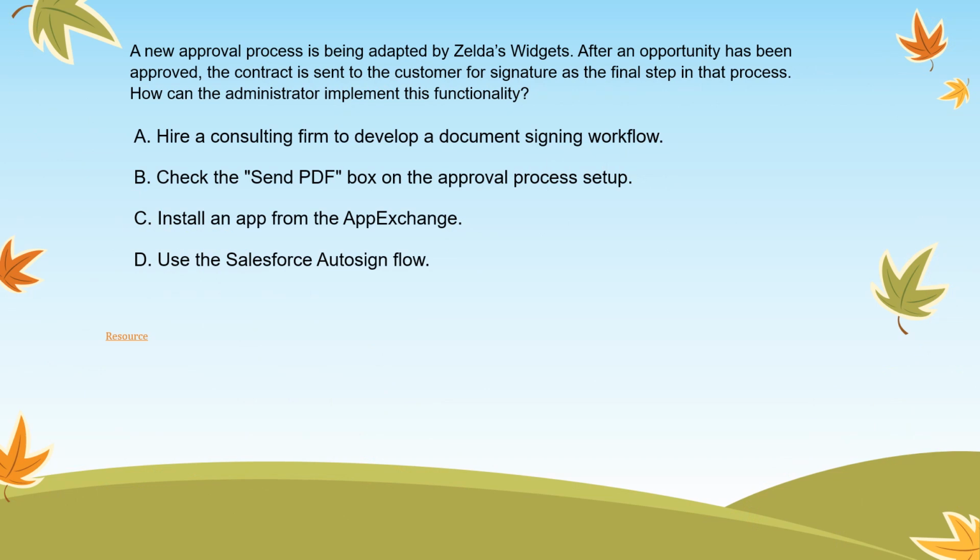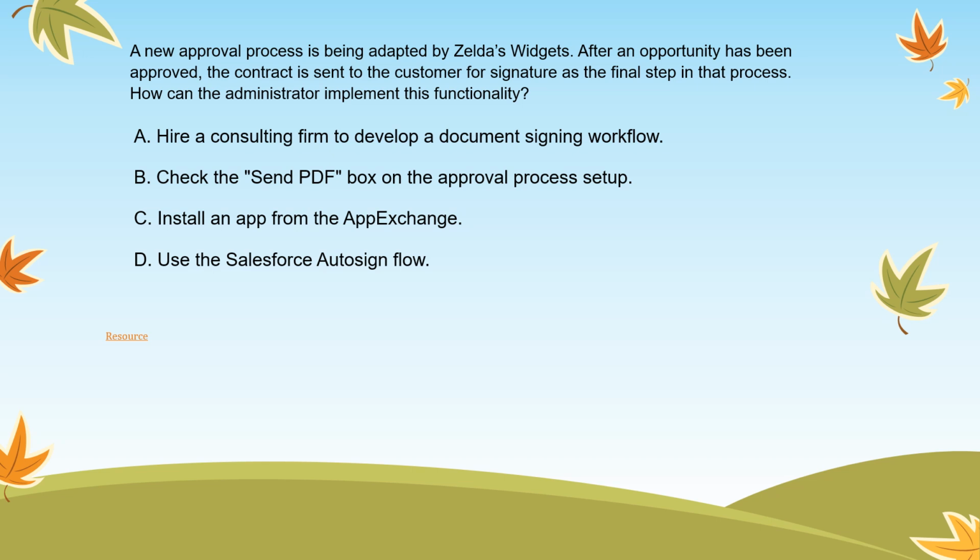A new approval process is being adapted by Zelda's Widgets. After the opportunity has been approved, the contract is sent to the customer for signature as a final step in the process. How can the administrator implement this functionality? A. Hire a consulting firm to develop document signing workflow. B. Check the Send PDF box on the approval process setup. C. Install an app from the App Exchange. D. Use the Salesforce auto-sign flow.